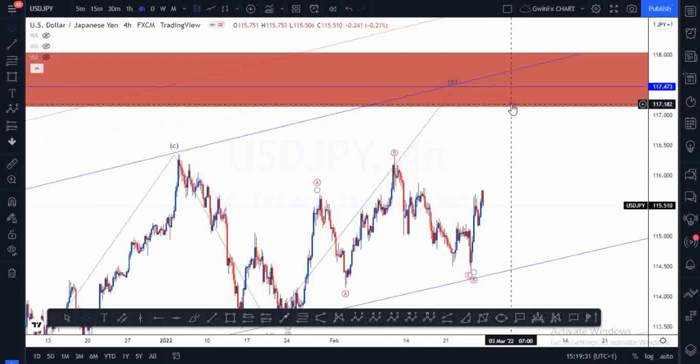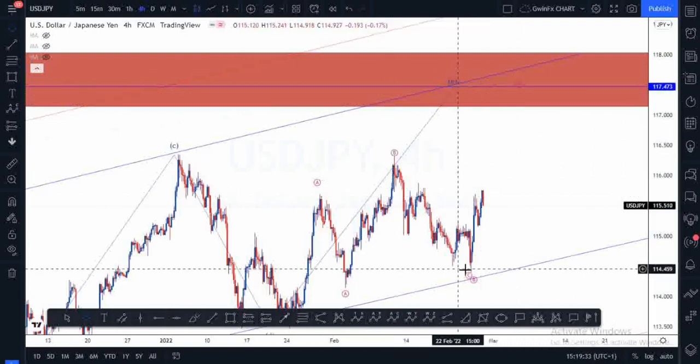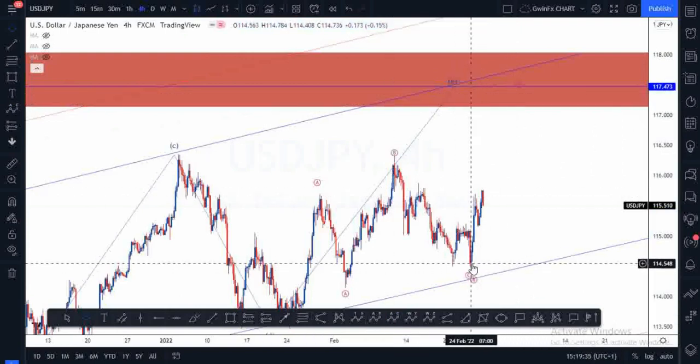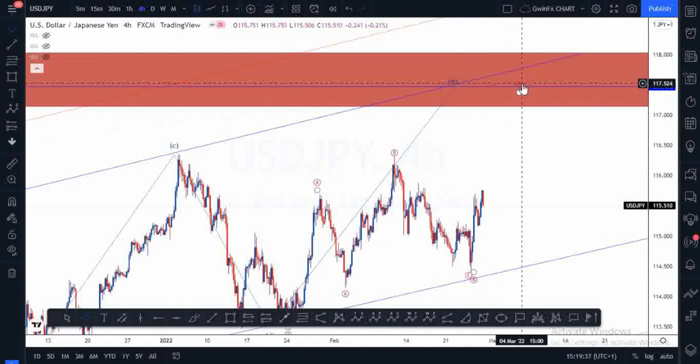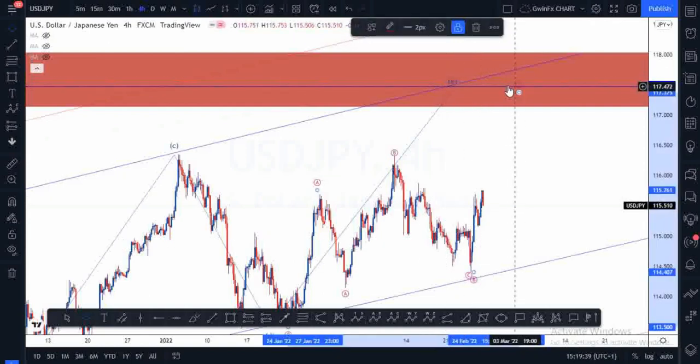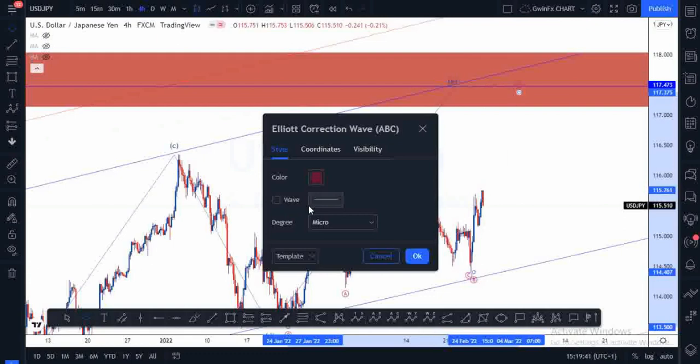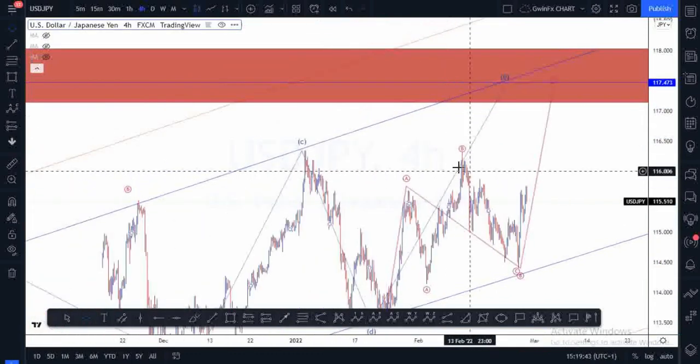Okay, so this is what I'm going to be working on. Overall, we've completed the flat structure and we're going to be starting to work on the next wave to the upside. So that's what I'm going to be working on for you guys. This is what I'm looking at from this point on for the wave count.